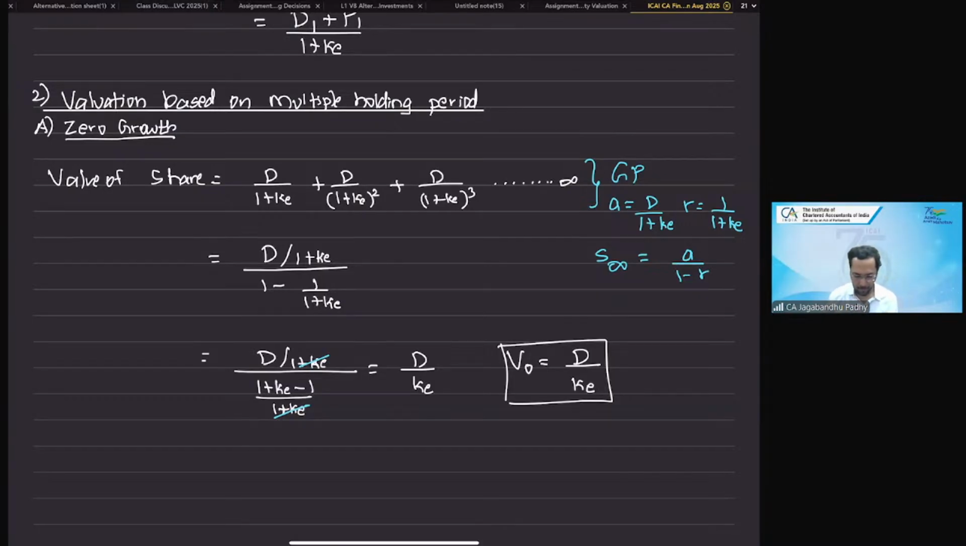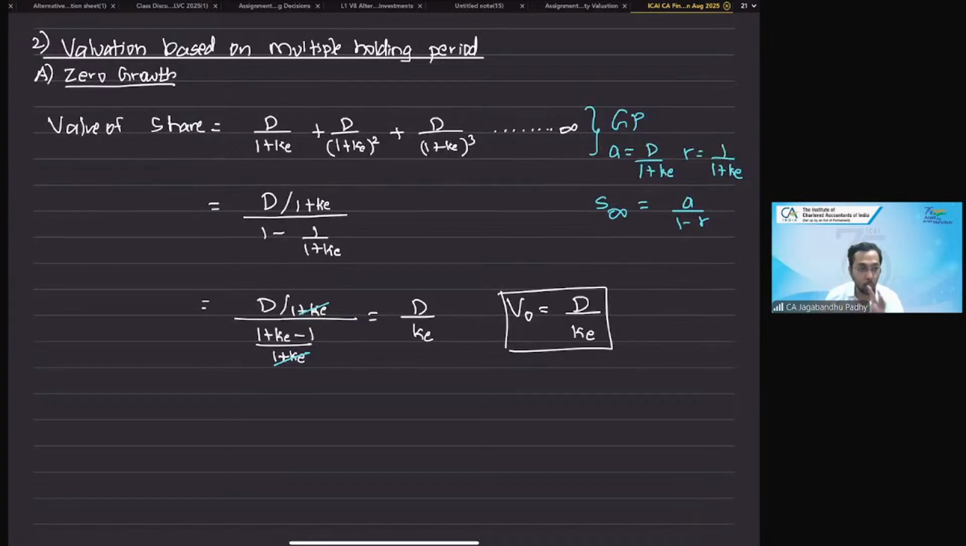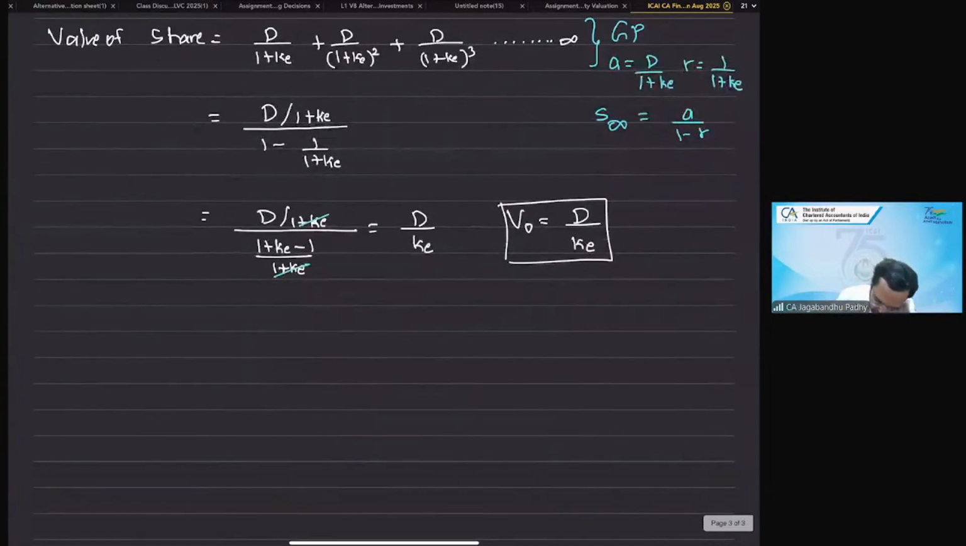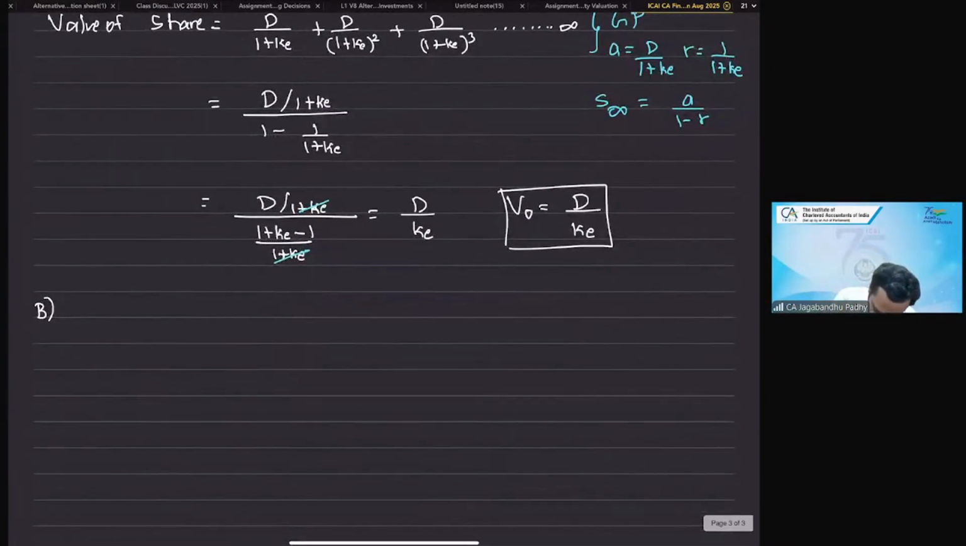Yes, sir. So this was where we don't have any growth. Now, another model could be where you have a constant growth in dividend till perpetuity. So you are having constant growth till perpetuity.